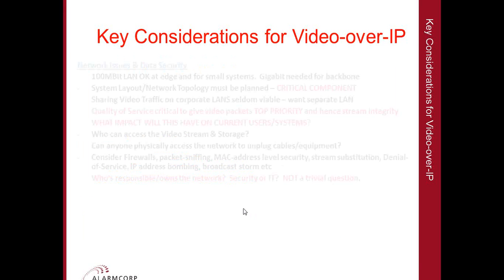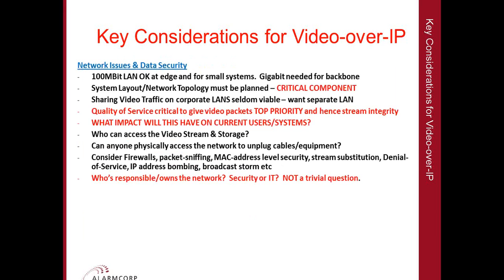Some more key considerations. We need to look at network issues and data security. Now, if we are talking about new networks, it's fair to say most new networks will be installed as gigabit. But if we're talking about incorporating systems on a legacy network, you may well have 100 megabit LANs. Now, 100 megabit LANs are okay at the edge, and they will be okay for smaller systems. But once you start picking up the cameras and streaming back to the central location, that backbone needs to be gigabit. And this really needs to be planned because this is the critical component.